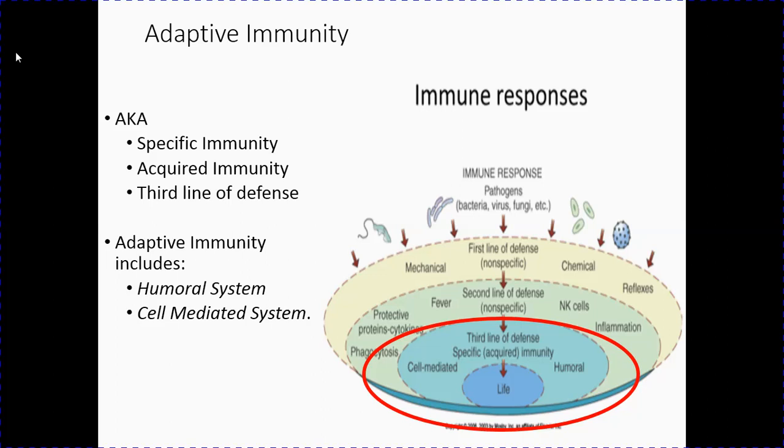For the small percentage of pathogens that actually manage to make it past the first and second lines of defense, well, the host has the adaptive immune system. We also call this the specific immune system, acquired immunity, or acquired immune system. And we see it on this illustration reflected as the third line of defense.